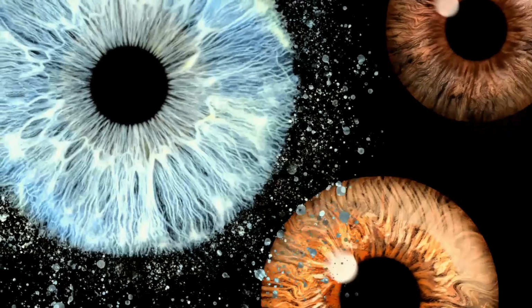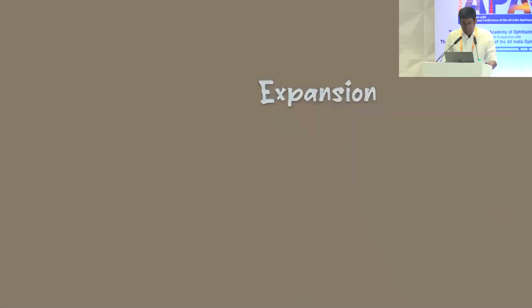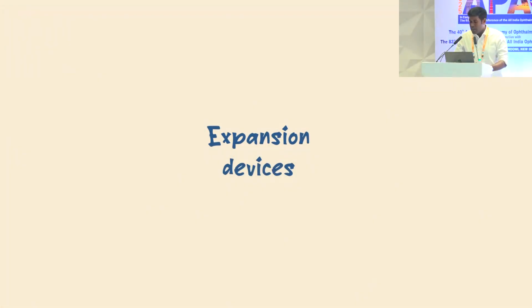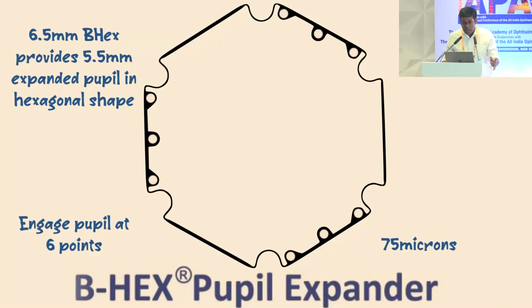Good morning to all. There's a whole array of pupil expansion devices. They are flexible structures employed to maintain the pupil in a dilated position throughout the length of the surgery. In that we have the well-known VX rings, which give a 5.5 mm pupil expansion in a hexagonal shape, which engages at 5 points.